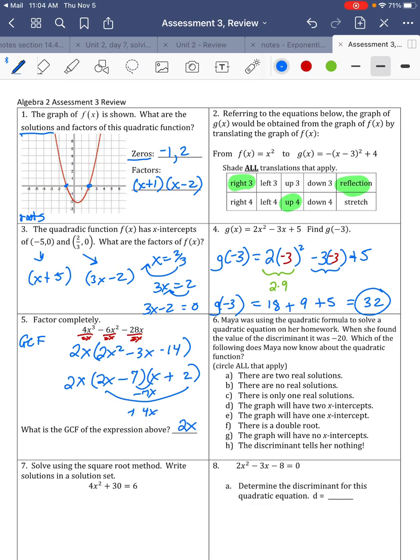All right, number 6. Maya was using the quadratic formula to solve a quadratic equation on her homework. When she found the value of the discriminant was -20.